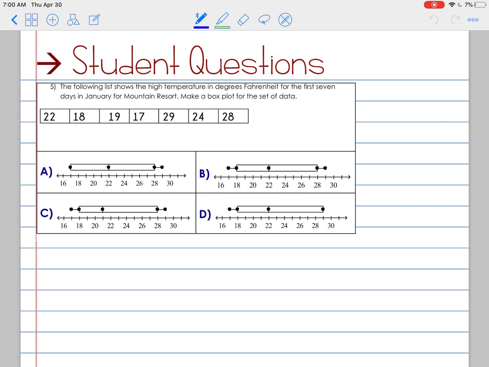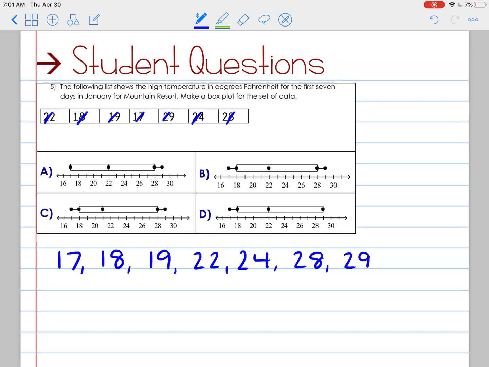So it looks like the coldest day here was our 17 degrees. So we have 17, 18, 19. Then we have a 22. We have a 24, a 28, and a 29.